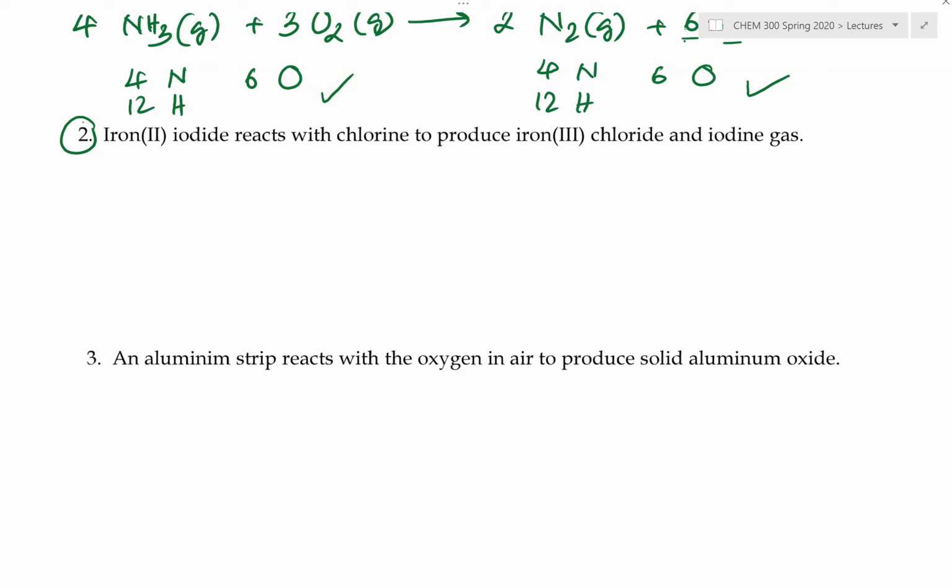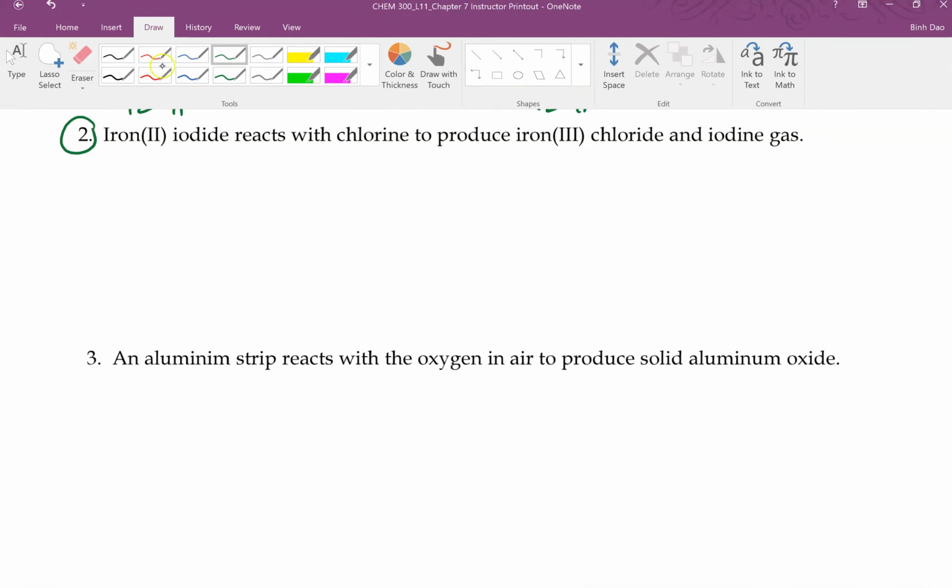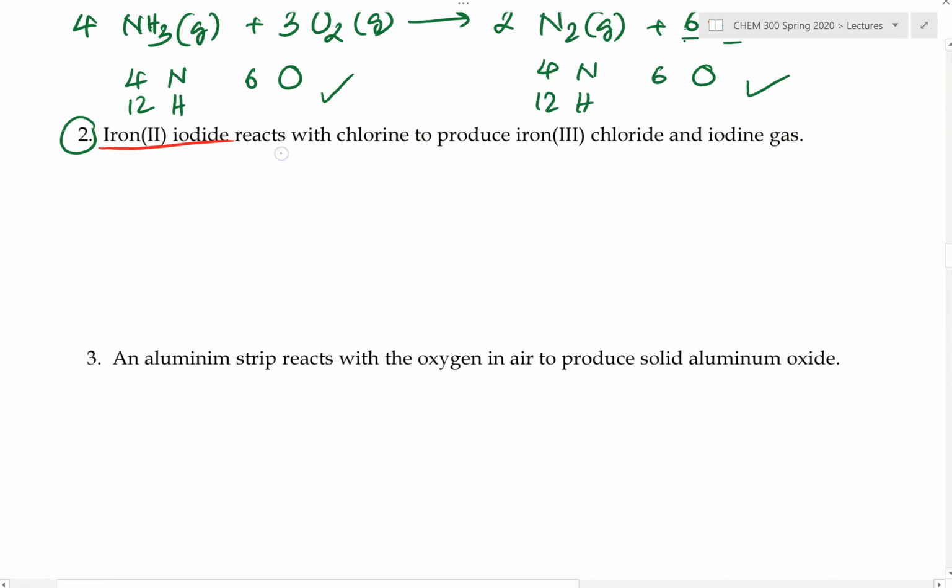Okay, so in this case, let's go over this one together. Iron 2 iodide is basically FeI2. And since this is an ionic compound, and all ionic compounds at room temperature are solid, we know this is solid, and we put that in.